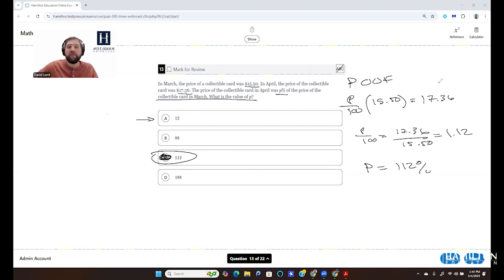And if you got flipped, if you reversed the numbers, you might have gotten B or D as your answer choice. So it's not always small over big. It is final divided by original that is how we can find the percent.